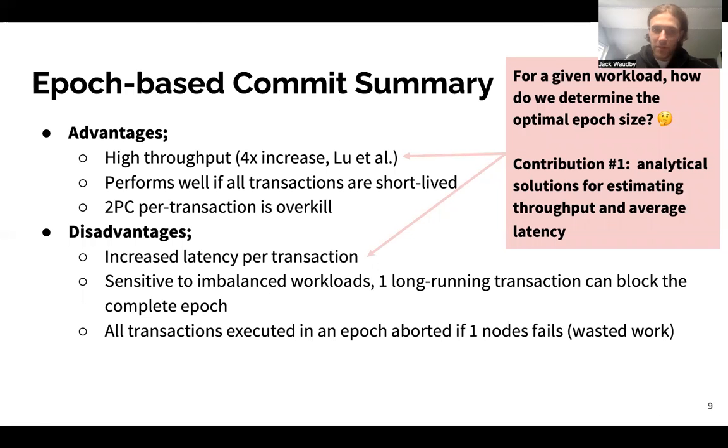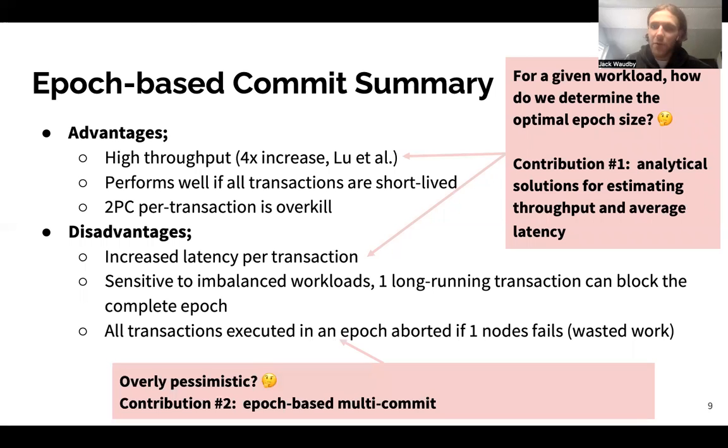So what is contribution number two? It is based on this last point, the assumption that when a node fails, we have to discard all of the work in the epoch. We think this is a bit overly pessimistic. So we've developed an additional epoch-based protocol, which we call epoch-based multi-commit.